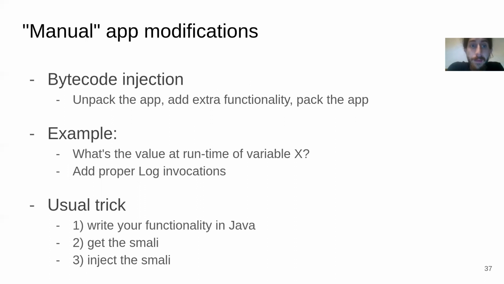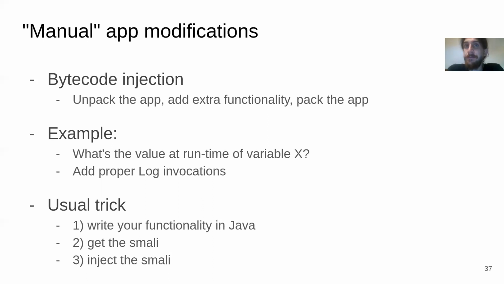More details about the manual app modification. Again, one of my favorite techniques is bytecode injection. You unpack the app, you add extra functionality, usually a log, and then you pack the app, okay? For example, you want to know the value of a specific variable at runtime, and you just put a line in bytecode, invoke static log, with the specific argument you want to log, and bam, you're going to log it, okay?